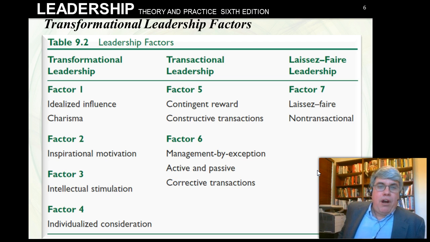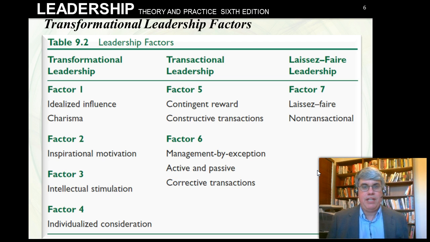Now, what are the behaviors that transformational leaders use? There are three groups of leadership behaviors that are examined in transformational leadership. There are first of all the ones that are predominant in transformational leadership, then the ones that are predominant in transactional leadership. And then there's another category that's dominant in what's known as laissez-faire leadership. Laissez-faire is a French expression for let them do whatever. It's basically non-leadership, just letting people do what they want to do.